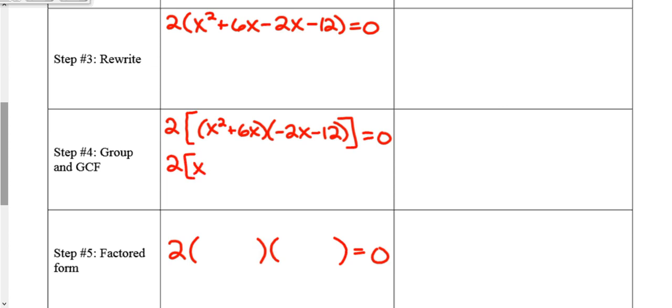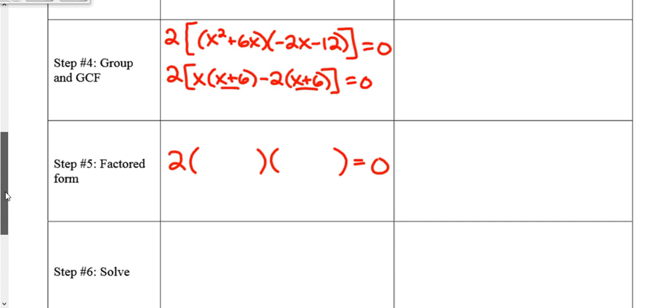Greatest common factor in the first set of parentheses is x. That leaves us with x plus 6. Greatest common factor in the second set of parentheses is negative 2. If I divide that, it gives us x plus 6. I know I did this right because the 2 parentheses are the same. And when the 2 parentheses are the same, that is one of our factors.